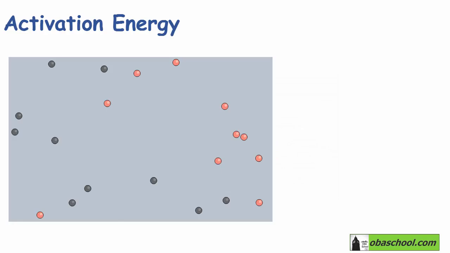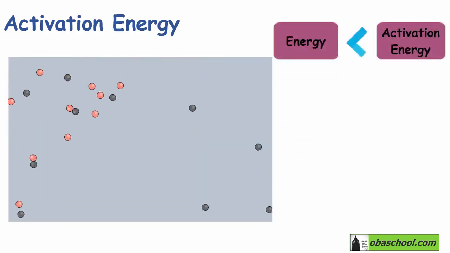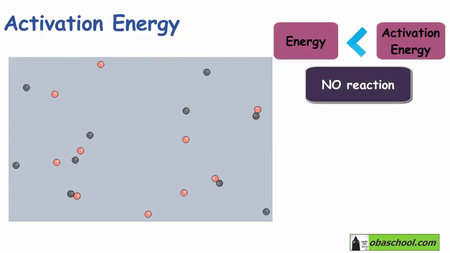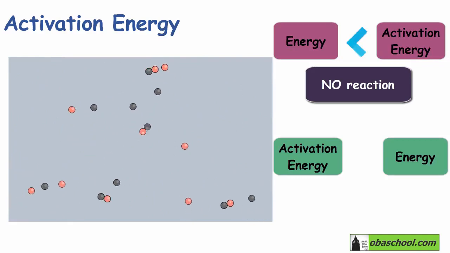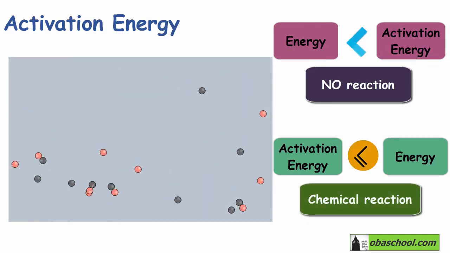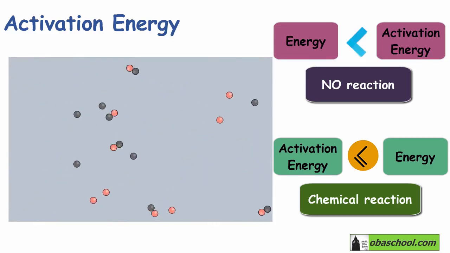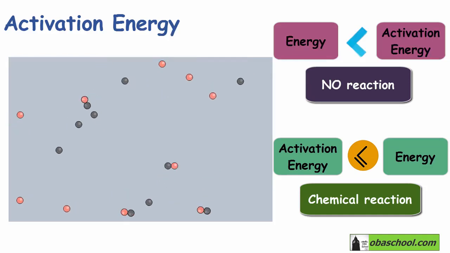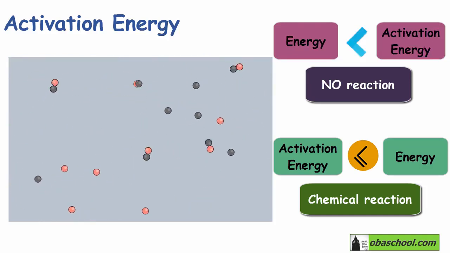If colliding particles of reactants collide with less energy than the activation energy, they will just bounce off each other. So reactants must have this amount of energy, which is the activation energy, for their collision to be successful and lead to a chemical reaction and the production of the products. If the energy is less, they will bounce back and no product will be produced.